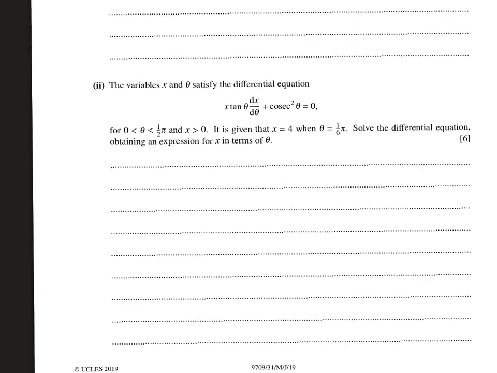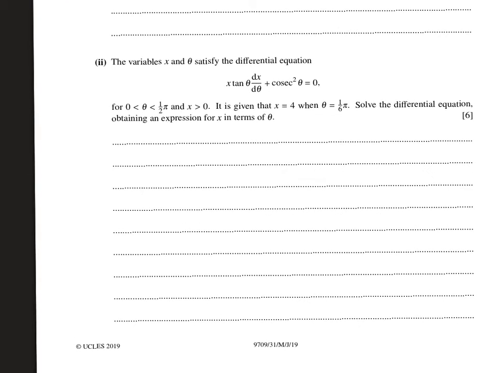Okay, and now we are going to solve the second part of question number 5. Here we are given a differential equation, and we need to solve this equation for x. Okay, so let me write this equation. x tan theta dx over d theta plus cosecant square theta equals 0.